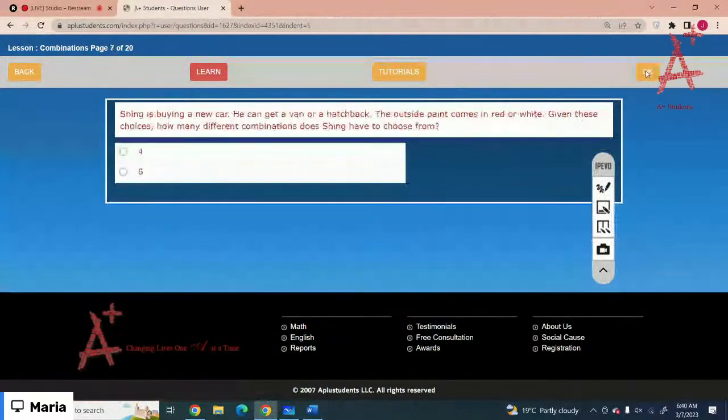Okay, Shing is buying a new car. He can get a van or hatchback. So two options here. The outside paint comes in green, red, and white. So the total combinations are 2 times 2 is 4. Got it? Okay, you can complete the rest by yourself later today.